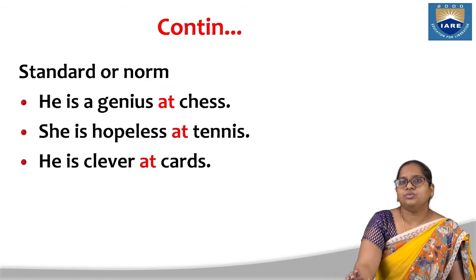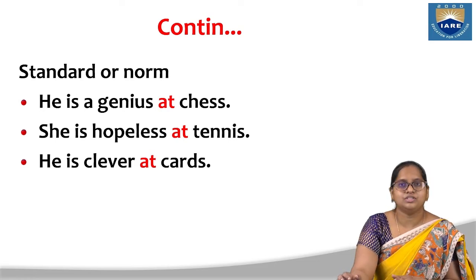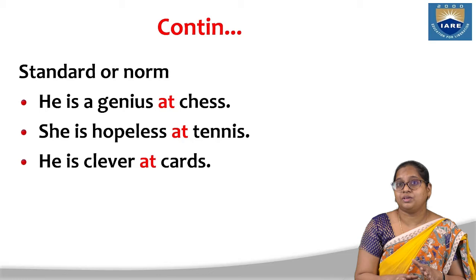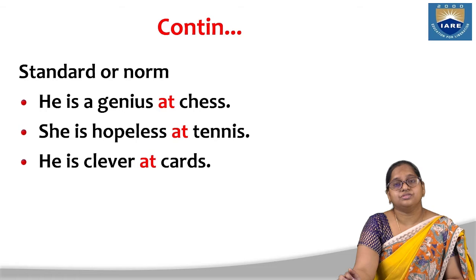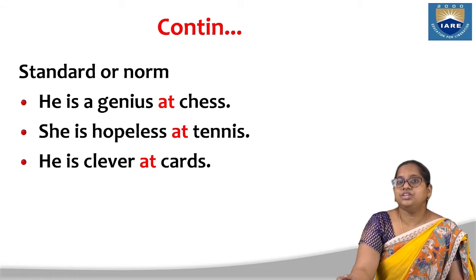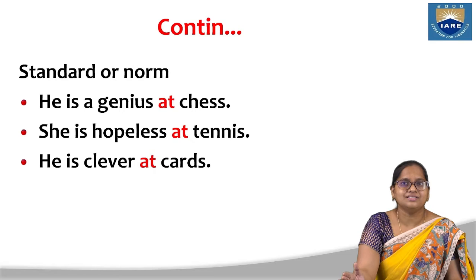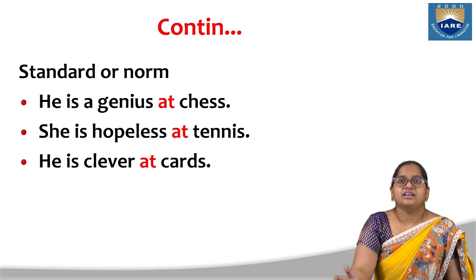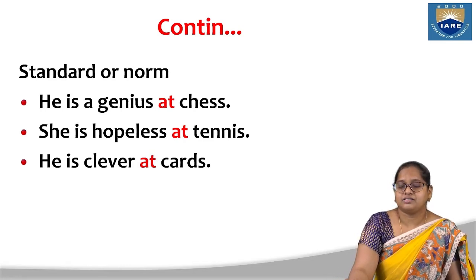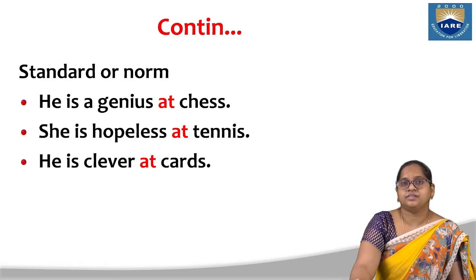Next, you can also use "at" when it is something very standard, something which is a norm, that means a standard rule. That means it happens all the time, or it is for sure. You can use this "at". Example: "He's a genius at chess." That means always, and most probably he's like that. That means he's good at doing it. "She's hopeless at tennis." "He's clever at cards." So that is something very standard. You can use "at" when you're expressing this meaning.